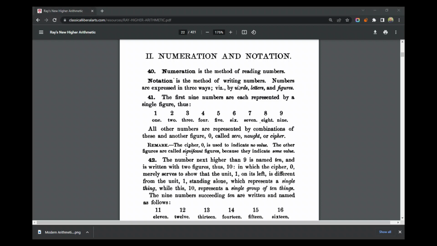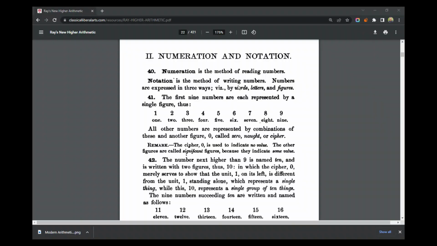Article 41. The first 9 numbers are each represented by a single figure. Now, what's important to understand here is that this textbook is going to show us that there are two important different systems of notation that are used in arithmetic. The first is what's called Arabic notation, and that's what we're going to learn here in these next 8 or 9 articles. And then in Article 50, we're going to learn about Roman notation.